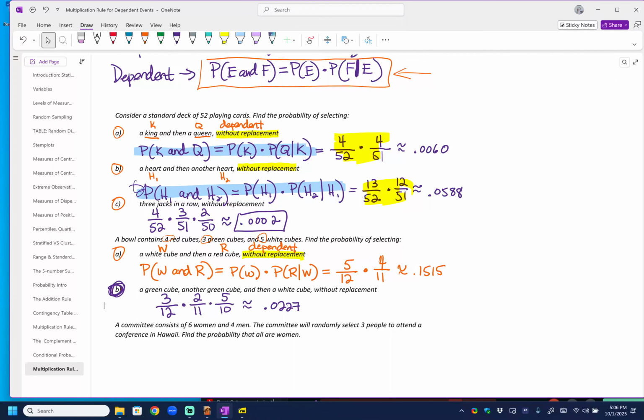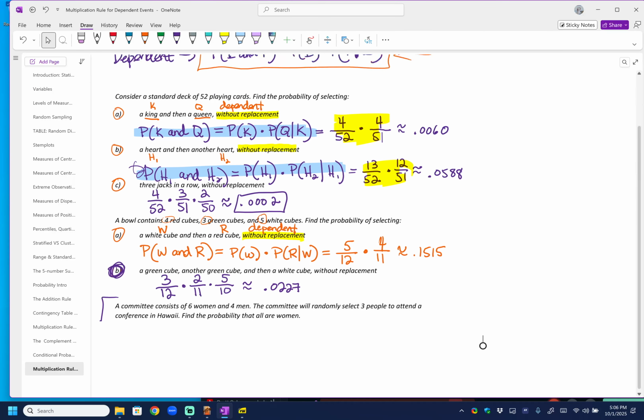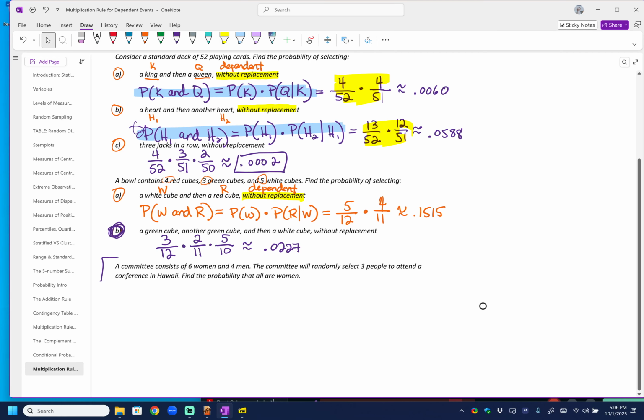Okay, last problem. We're going to go in kind of a word problem type of avenue here. It says, a committee consists of 6 women and 4 men. The committee will randomly select 3 people to attend a conference in Hawaii. Find the probability that they are all women. A good way to interpret this would be as follows. Out of these 10 people in the committee, we're trying to find the probability that we will randomly select a woman, and then another woman, and then a third woman.